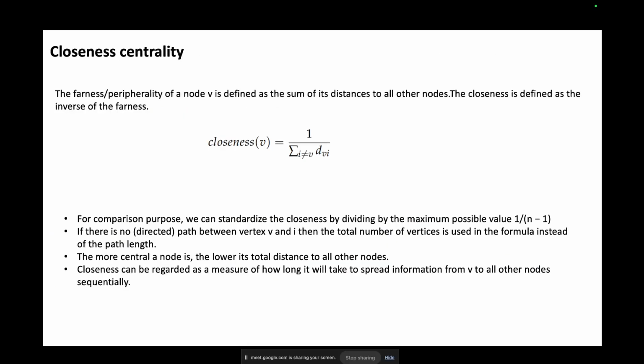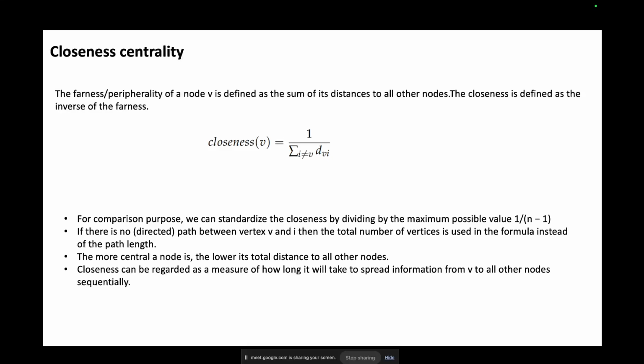Okay, so another parameter to judge a graph by is closeness centrality. Basically, it's the farness or the peripherality of a node V, and it's defined as the sum of the distance to all other nodes. The closeness is defined as the inverse of farness. So it's the inverse of the sum of the distances between two nodes summed together.